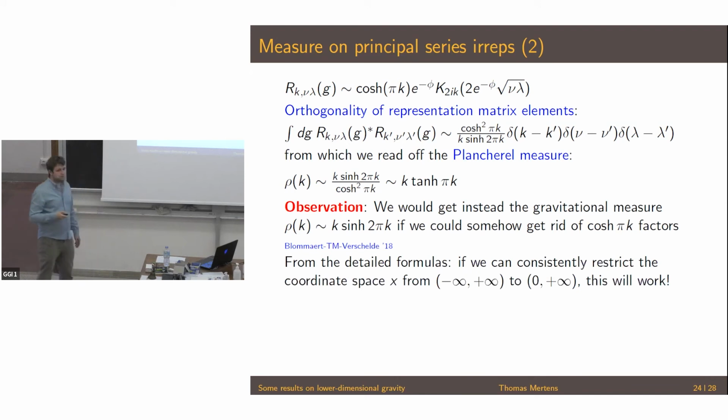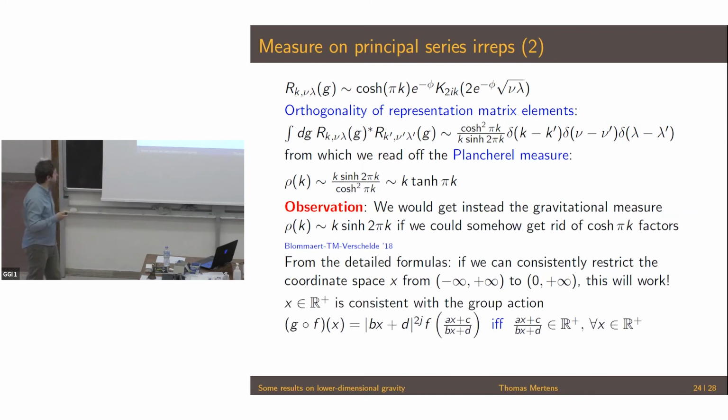Now from the detailed formulas, and I'm not going to show you this here, but you have to stare at the formulas long enough, you can see that you can get rid of this cosh pi k if you can consistently restrict this coordinate space X, instead of being just a real number, to being just a positive number. Then you can show that you don't get this cosh pi k and you would get the correct measure.